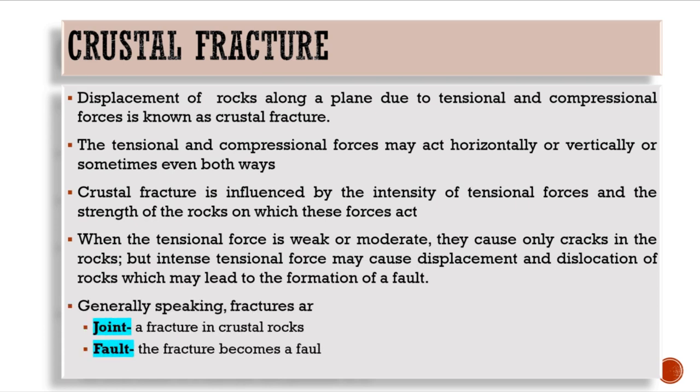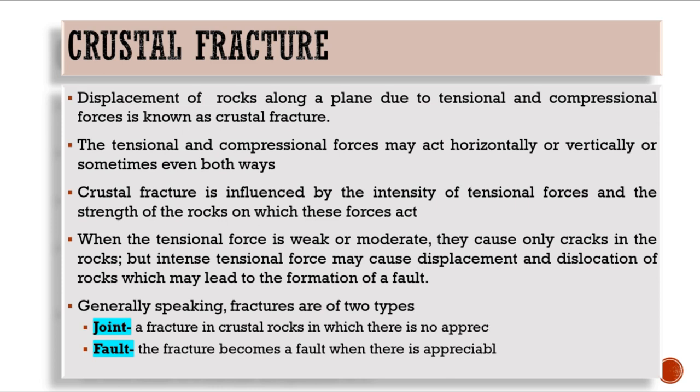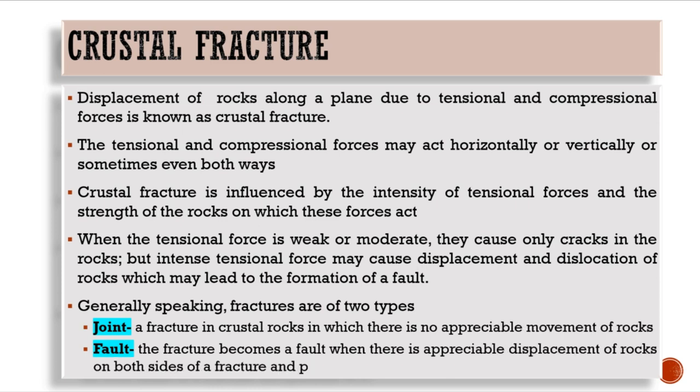Generally speaking, fractures are of two types. First one is joint and the second one is fault. Joint is a fracture in crustal rocks in which there is no appreciable movement of rocks. The fracture becomes a fault when there is appreciable movement of rocks on both sides of a fracture and parallel to it.